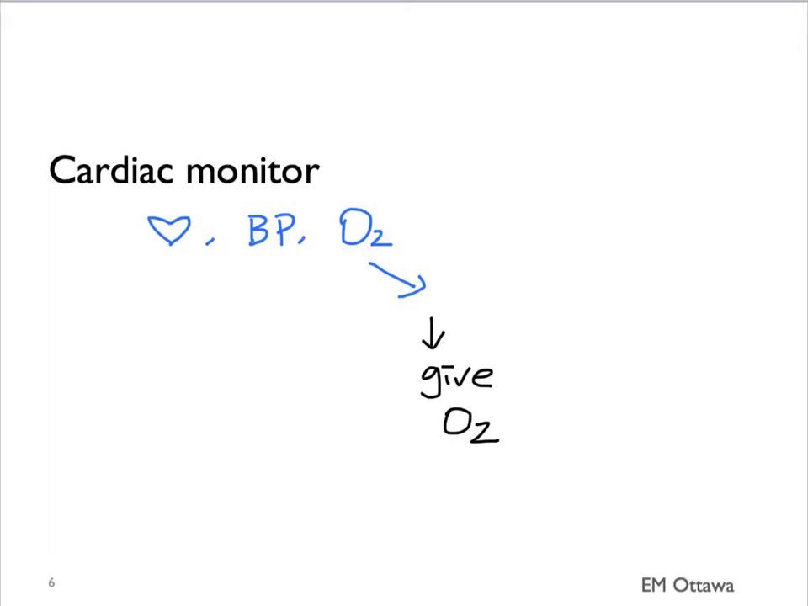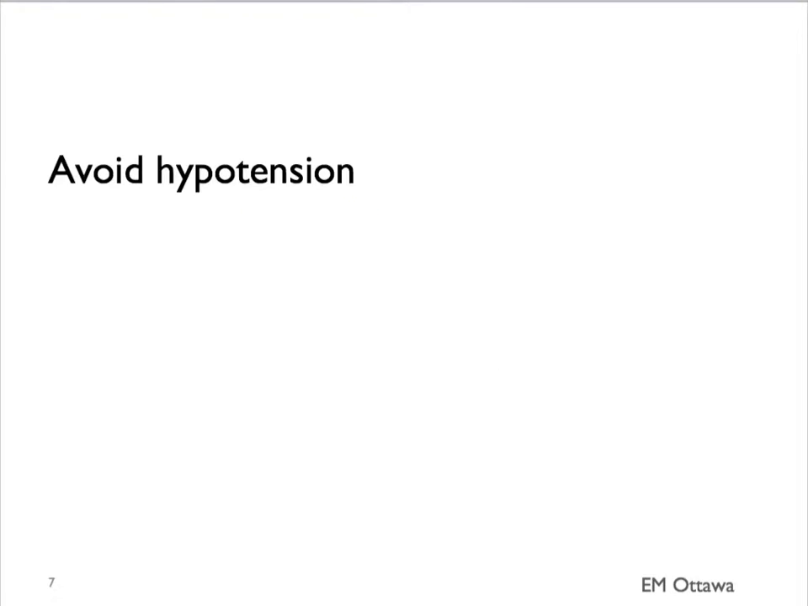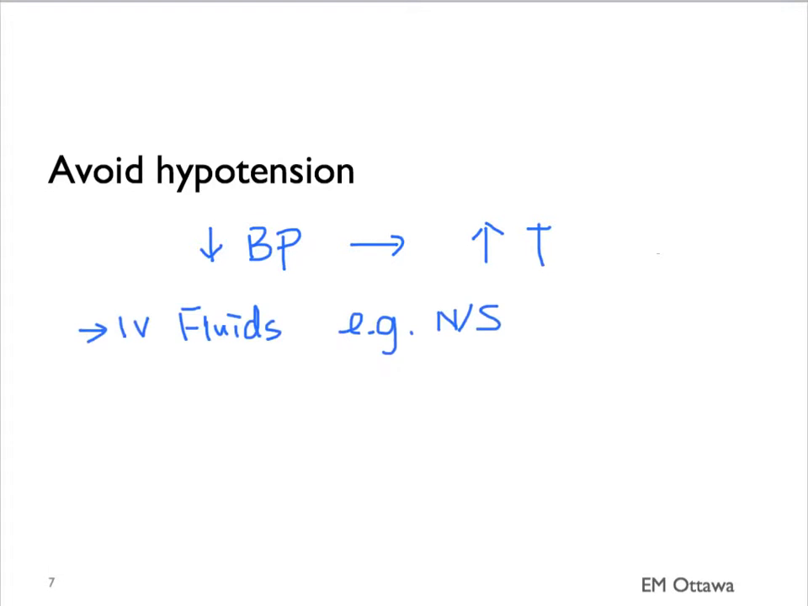Now let's look at blood pressure management. For patients with intracranial bleed, it is important that we avoid hypotension. Hypotension can increase mortality in patients with intracranial bleed. We avoid hypotension by giving fluids, such as normal saline. Sometimes vasopressors are used to avoid hypotension.